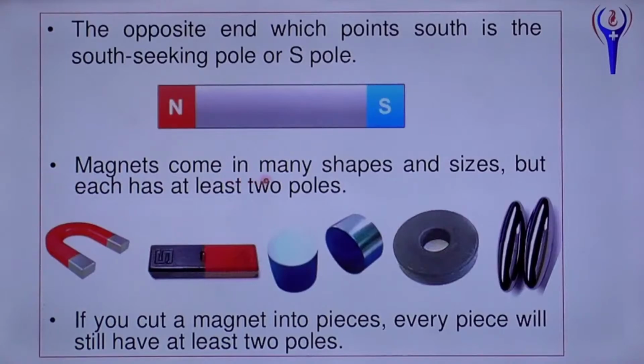Magnets come in many shapes and sizes, but each has at least 2 poles. This is one type of magnet we call a horseshoe magnet, and this is just like a bar magnet, and all other shapes of magnets. If you cut a magnet into pieces, every piece will still have at least 2 poles.